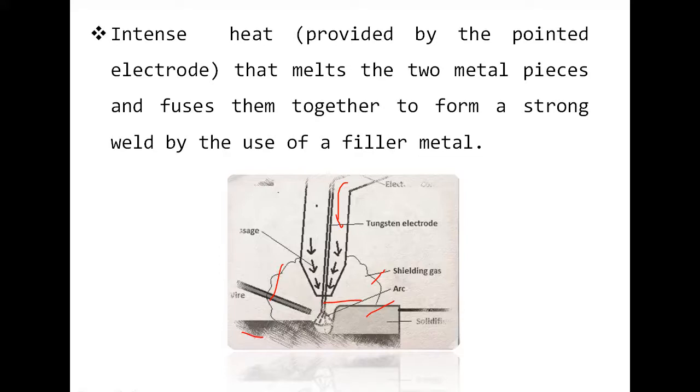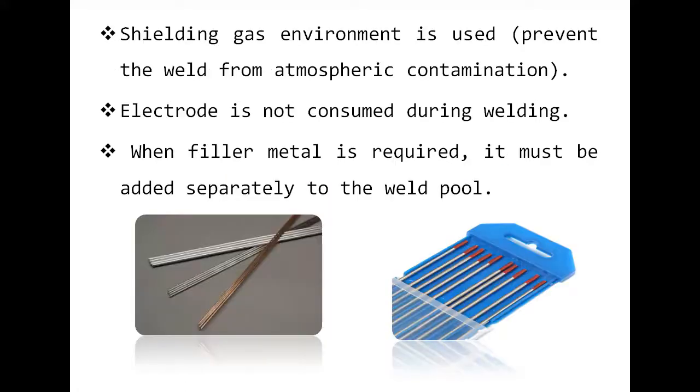So the heat melts the two metal pieces and fuses them to form a strong weld with the support of a filler wire. Here we use only filler wires, not coated with any flux. The gas will protect and shield the particular area from the environment. The shielding gas environment is used to prevent the weld from atmospheric conditions.